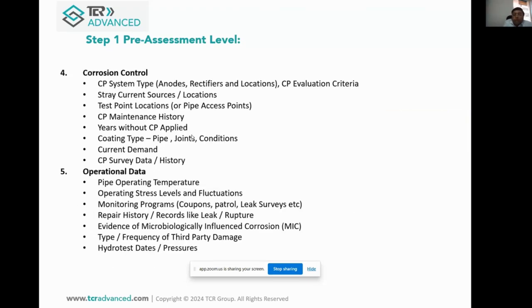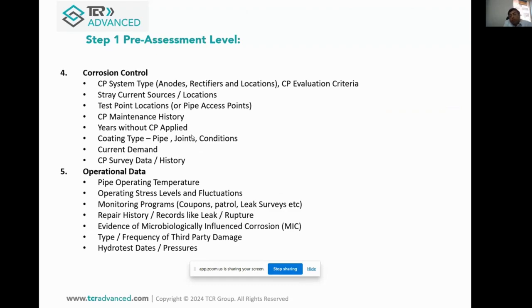Fourth pre-assessment documentation requirement is corrosion control. What are the corrosion control methods implemented in the pipeline? What is the type of coating? What is the cathodic protection? What is the design life of cathodic protection? What are the parameters considered during the design? You can know by rectifier, its types, anodes, its types.